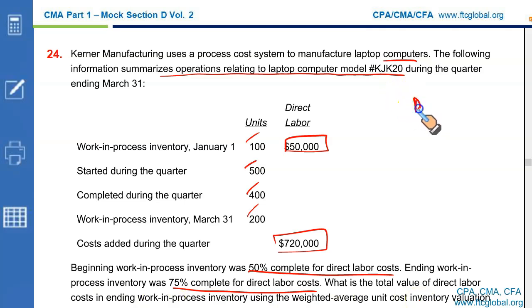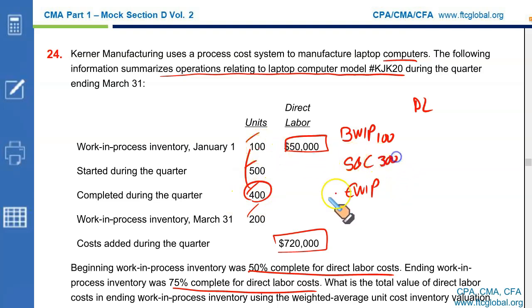What we know is that we need to divide our population of units into three categories: beginning work in process, started and completed, and ending work in process. We had 100 units in beginning work in process. We completed 400 units during the period, out of which 100 were beginning. That means started and completed, which is completed less beginning work in process, is 300, and ending work in process is 200. Under weighted average, beginning work in process and started and completed are always 100%. Ending work in process, which has 200 units, is 75% complete with regard to the labor cost, which is going to be 150. So if you add all these, 550.